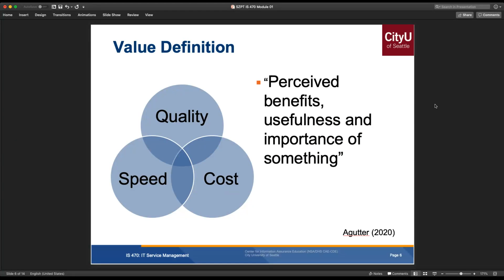So value definition: the perceived benefit. Some want cost, some only speed, some want only quality, some people want both, some people want all. Again, the more you try to hit the three of them, the more complex it is to implement or achieve. However, once you achieve that, it gives you a good return.